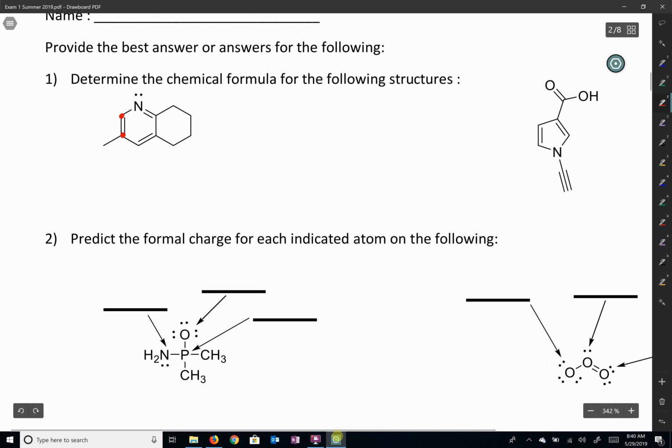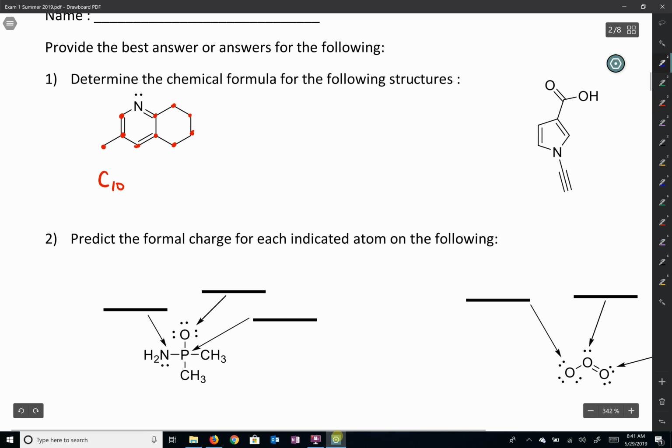Let's identify our carbons. Remember at the beginning and the end of every line, that's where a carbon is. So if I do my counting, 1, 2, 3, 4, 5, 6, 7, 8, 9, 10. Let's do this again. 1, 2, 3, 4, 5, 6, 7, 8, 9, 10. So it looks like we got C10.